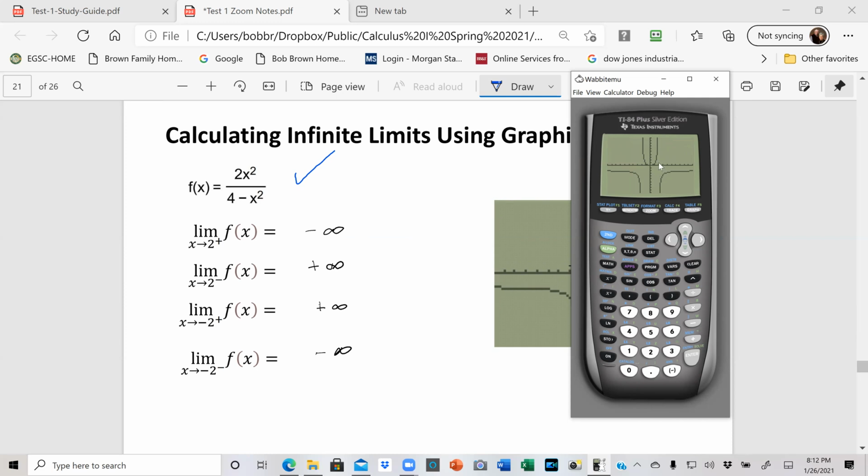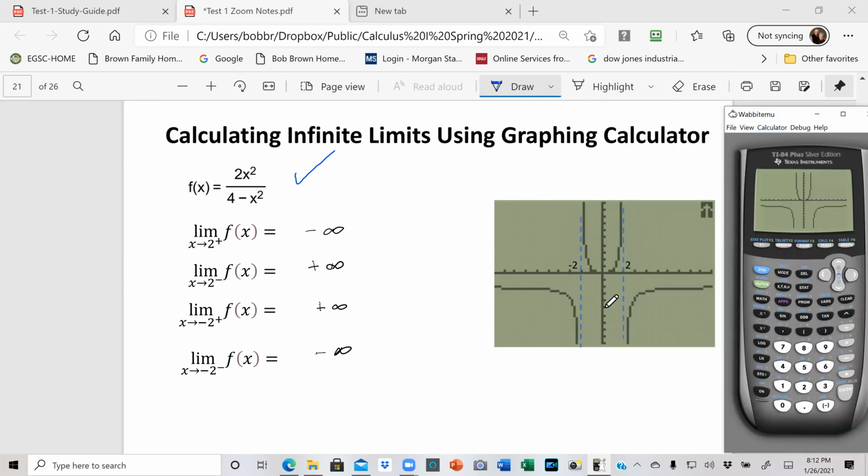Now here is 2. And notice I have sort of copied and blown up this graph. And so we have these dotted lines, the vertical asymptotes. Now, how do you calculate these limits?